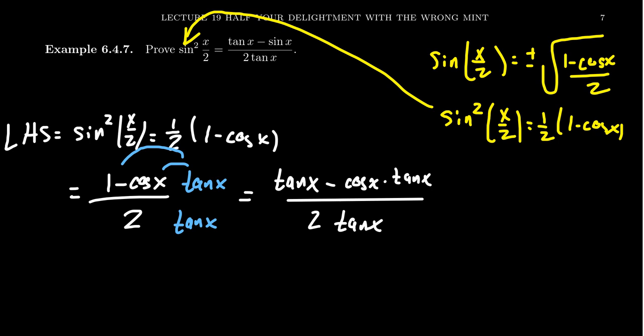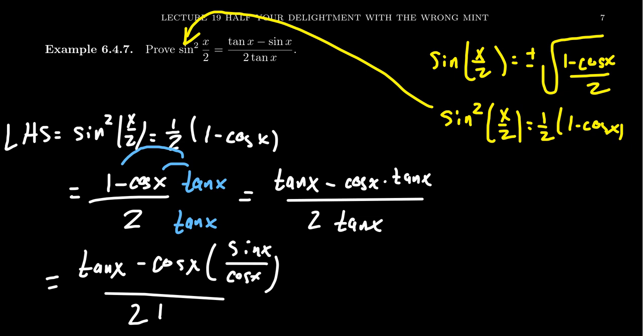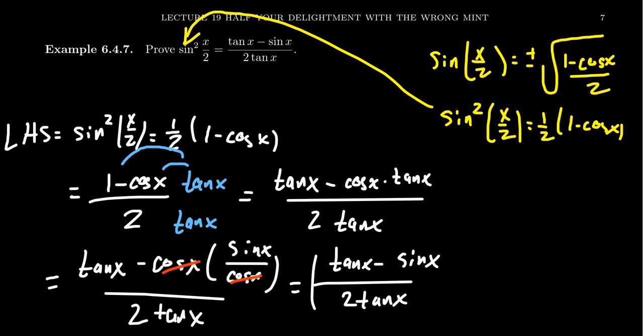So if we think of tangent in terms of sines and cosines, tangent, of course, we know is sine over cosine. And so Bob's your uncle right there. We see that there's a tangent. When we did the tangent, you got sine over cosine. There's a cosine now in a denominator, which cancels with this cosine. And so this would simplify to give us tangent of x minus sine of x over 2 times tangent of x. So we were able to prove this trigonometric identity here, because this is the right-hand side.